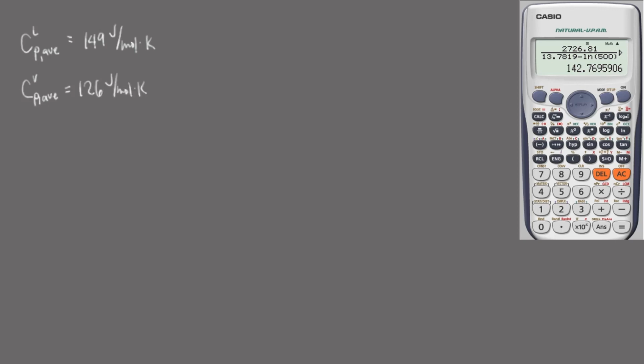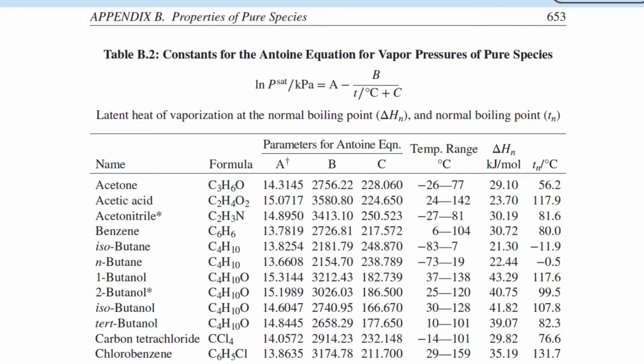The final value that we have to estimate is the enthalpy of vaporization. Now, the enthalpy of vaporization is dependent on the value of the temperature. If we go back to the appendices of the book of Smith and Van Ness, we can see here that benzene has a value of the enthalpy of vaporization as 30.72 kilojoules per mole, but this is at the normal boiling point. The normal boiling point of benzene is 80 degrees Celsius.